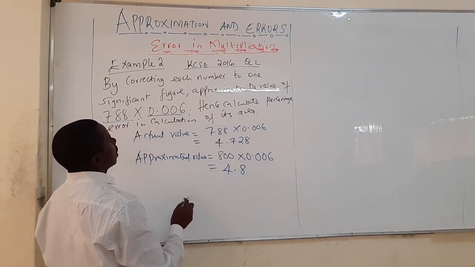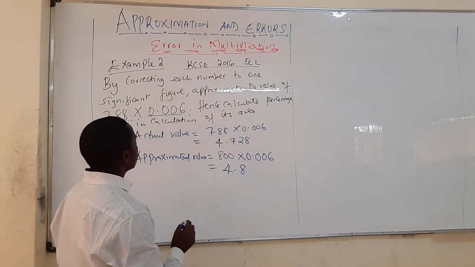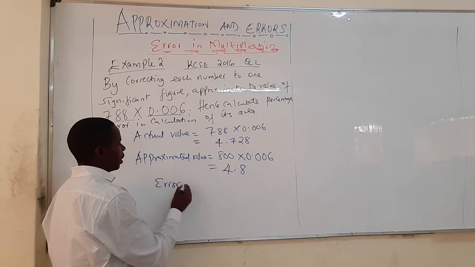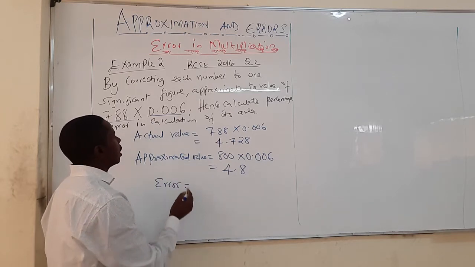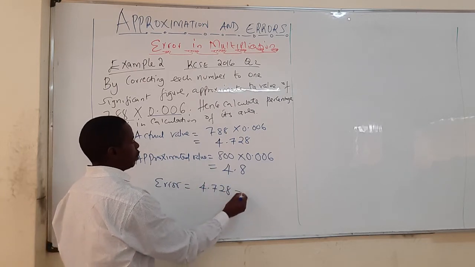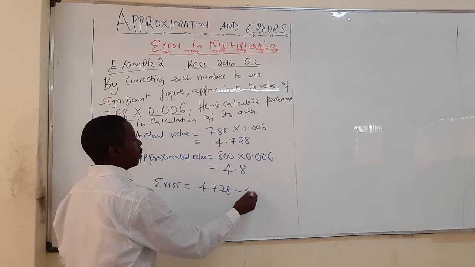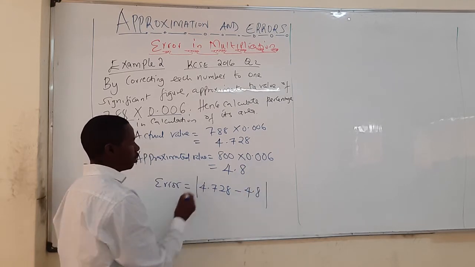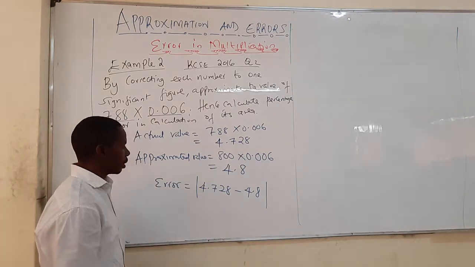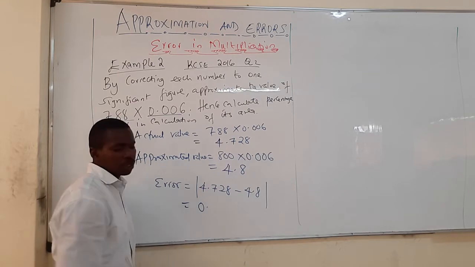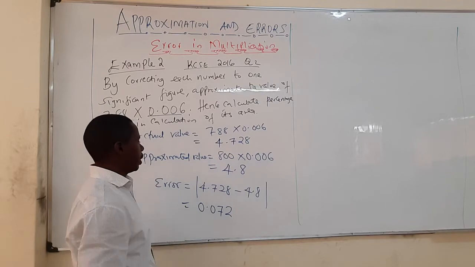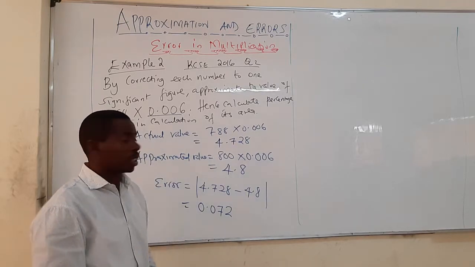Then our question is to get the percentage error. In the first case, we need the absolute error. So you get the actual value 4.728, you subtract the approximated value 4.8, and of course you're going to take the absolute value of that. This is going to give us 0.072. So that is the absolute error in that case.